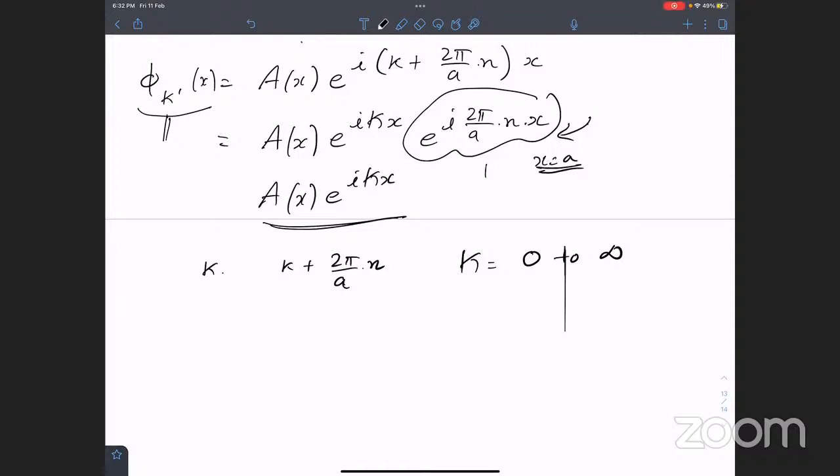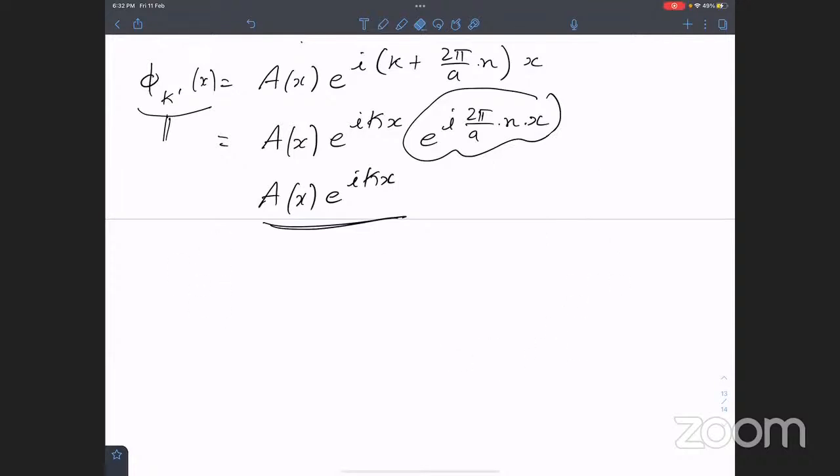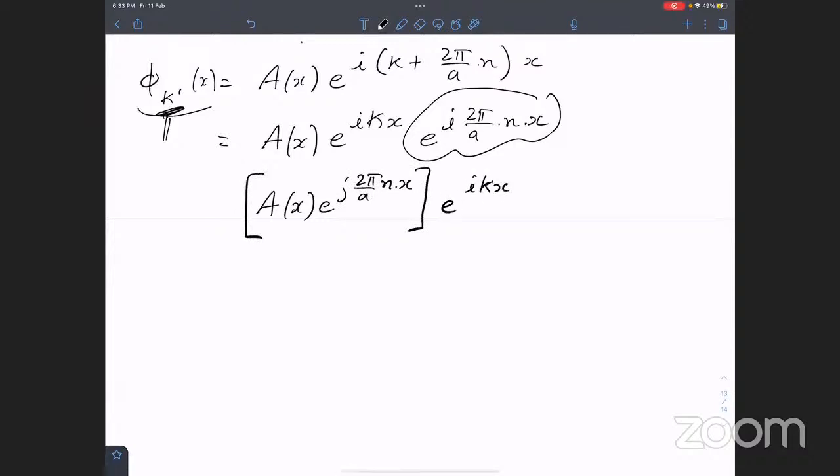And why is that? To show you that, consider this function, what we have done using substituting k plus. I can write this as a into x e to the power j 2 pi by a into n into x. I can club this all together, then write e to the power j k x.